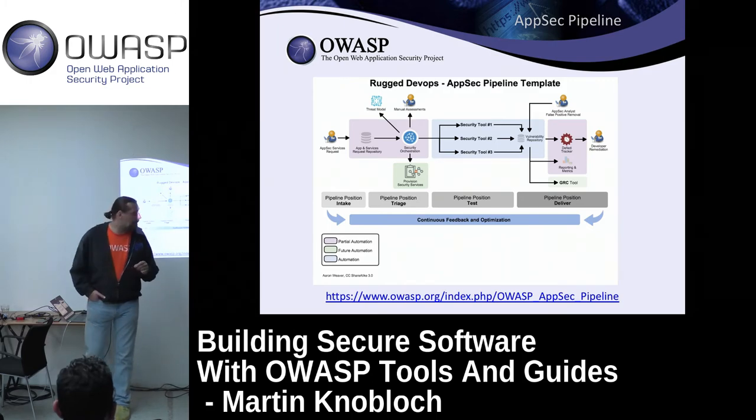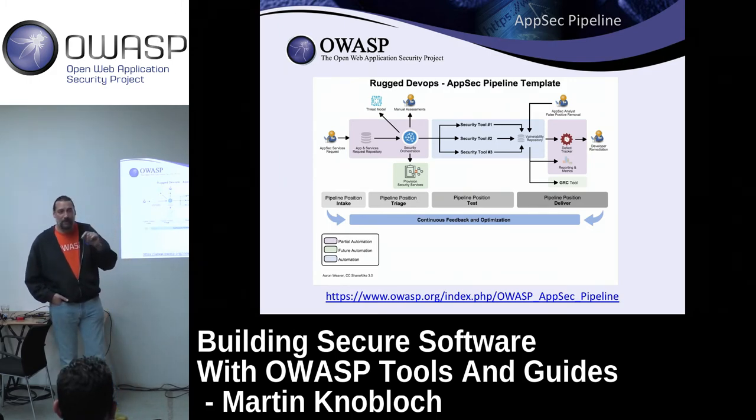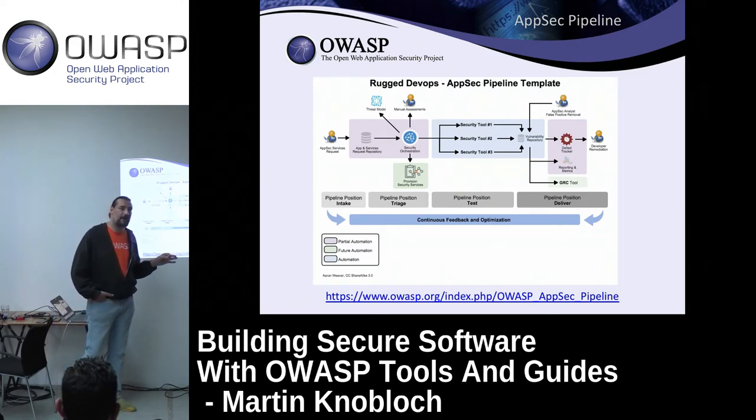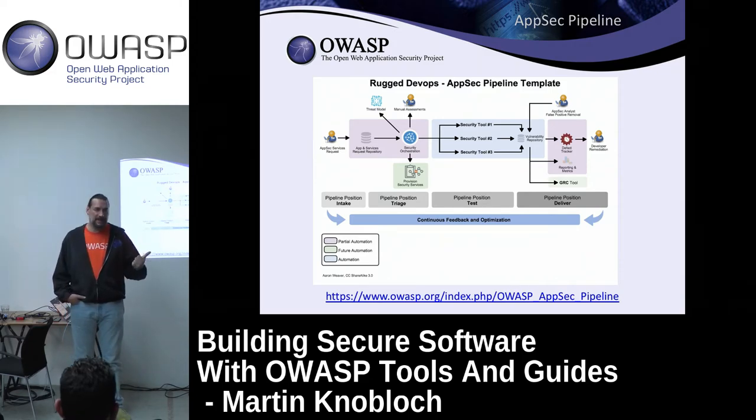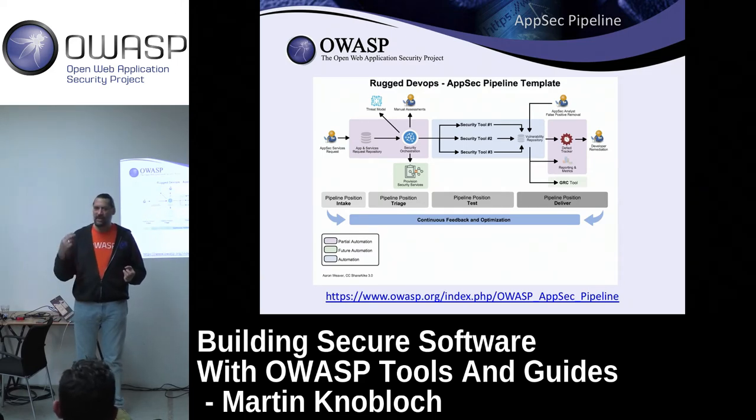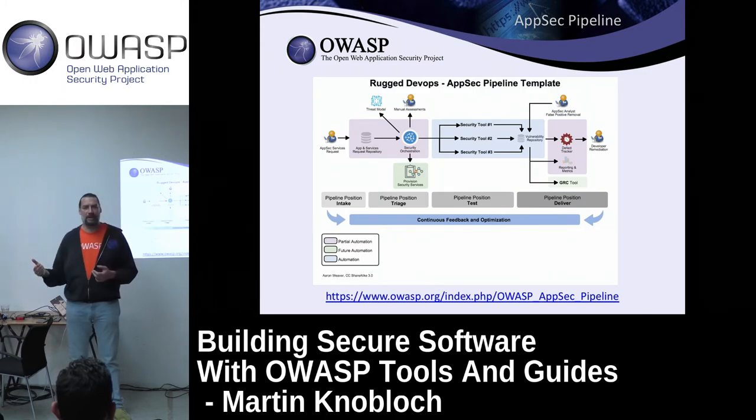So what is the problem? If I add more than one tool, or if I use a tool in my AppSec pipeline, I get a report. The reports are static. Whether it's a PDF, an HTML report or a JSON report, it's still static. Because every time I get a report, I go through the report again.